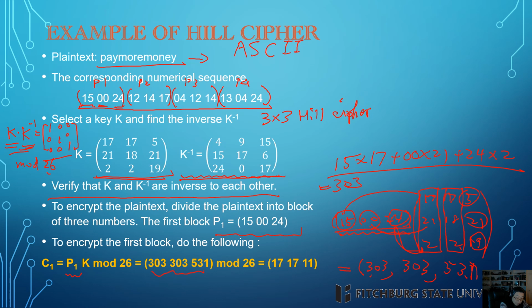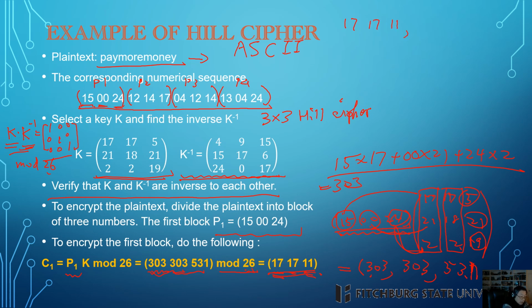And then each of these gets the modular operation. The first one, 303 divided by 26, the remainder is 17. And for the second, 303 divided by 26, the remainder is 17. And 531 divided by 26, the remainder is 11. So that's the final answer. So we got C1, which is 17, 17, 11.